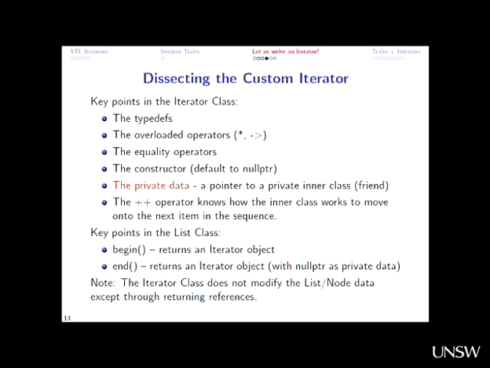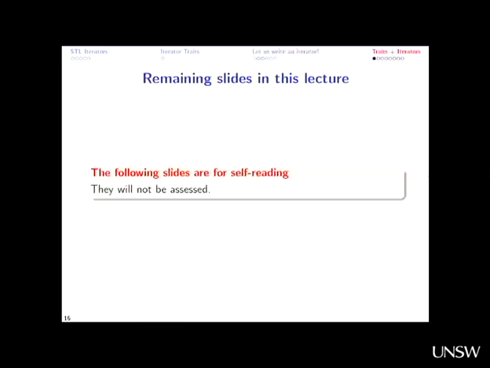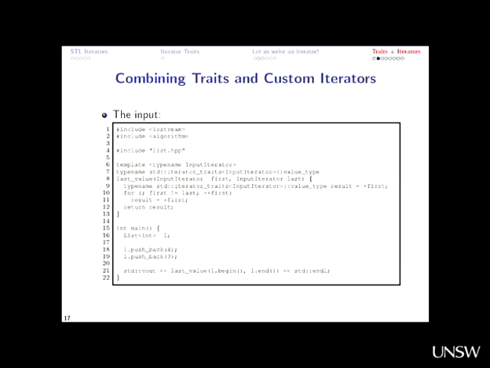Okay, I've got about 3 minutes to go. Are there any questions at this point? No? Okay, so as you can probably see up the top, we have about 7 or 8 slides left in this presentation. I am skipping them because they're not required for assessment, but what you should take a look at in your own time is how you can combine the type traits and custom iterators.